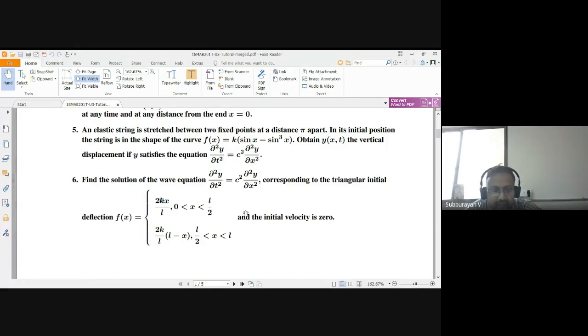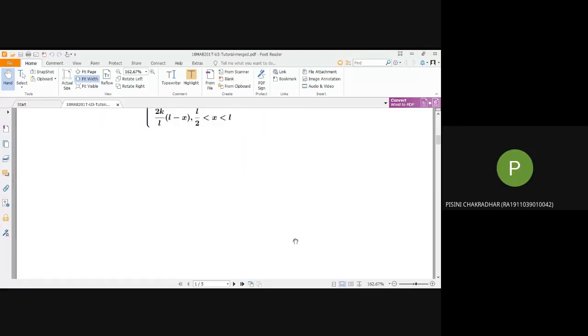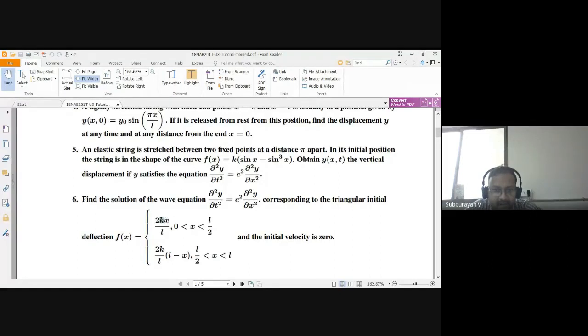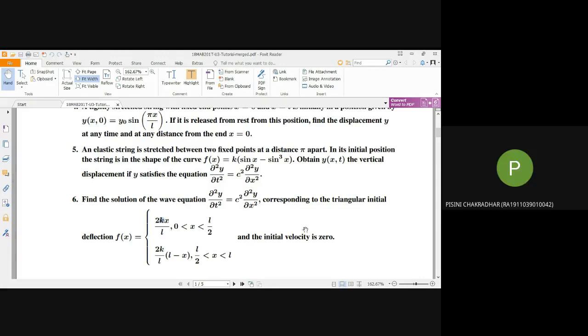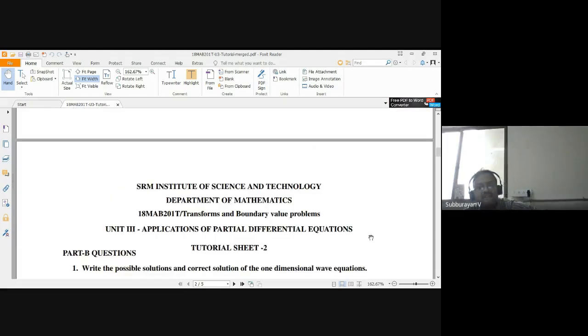In place of k, you replace k equal to b. What will you get here? 2bx by L in the interval 0 to L by 2, and 2b by L into (L minus x) for the rest. That's all. Okay, that's all.